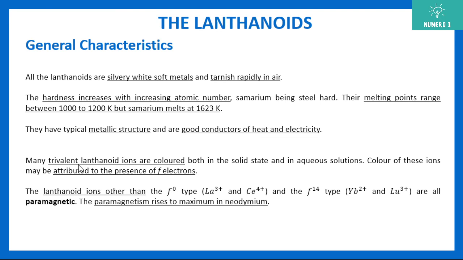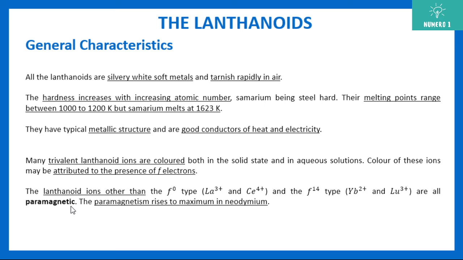Next, many trivalent, meaning they have the valency 3, so +3 oxidation state. So many trivalent lanthanoid ions are colored. I've already discussed why the ions are colored. It's because of 4f electron transition. And they are colored both in solid state as well as in aqueous state. The color of these may be attributed to the presence of f electrons, which are doing transition in f orbital, f subshell.